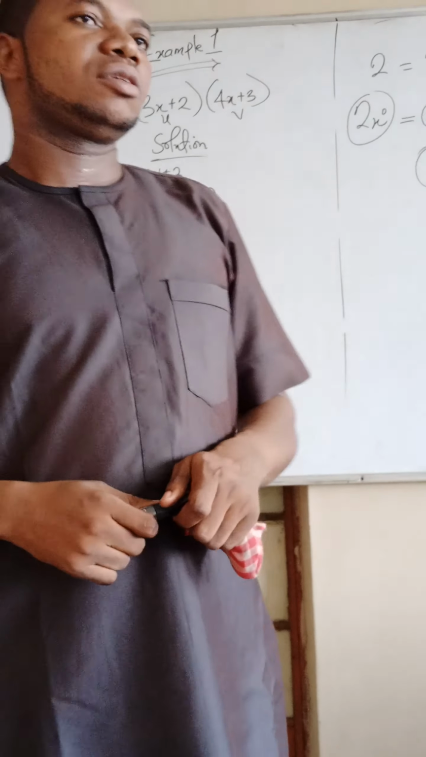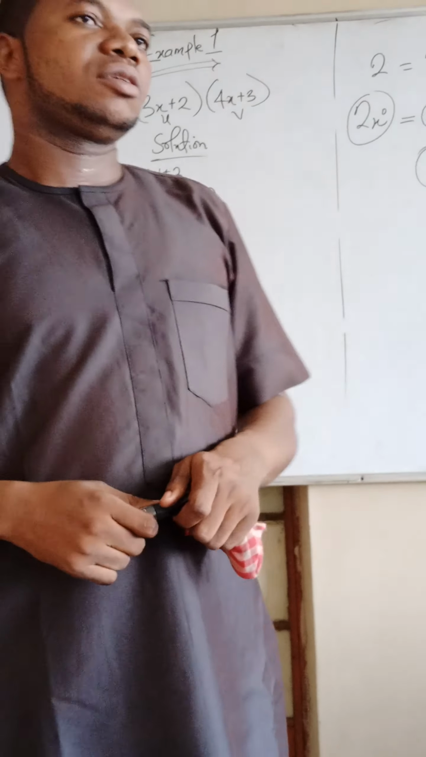So at the end of the day, du/dx gives us 1 times 3, which is 3, x raised to power 1 minus 1. 1 minus 1 is 0. So this is 3 times x raised to power 0, and anything raised to power 0 is 1. So this is just 3. Now that is for u. We move on to v. We say let v equal 4x plus 3.